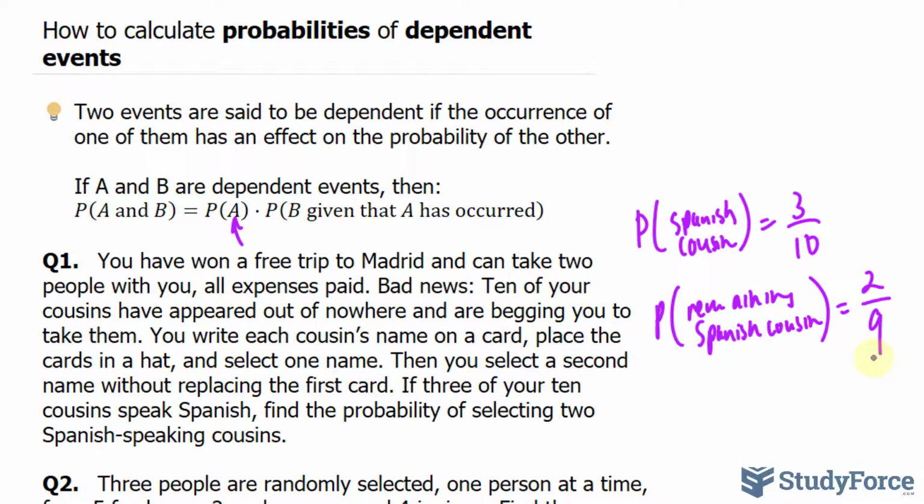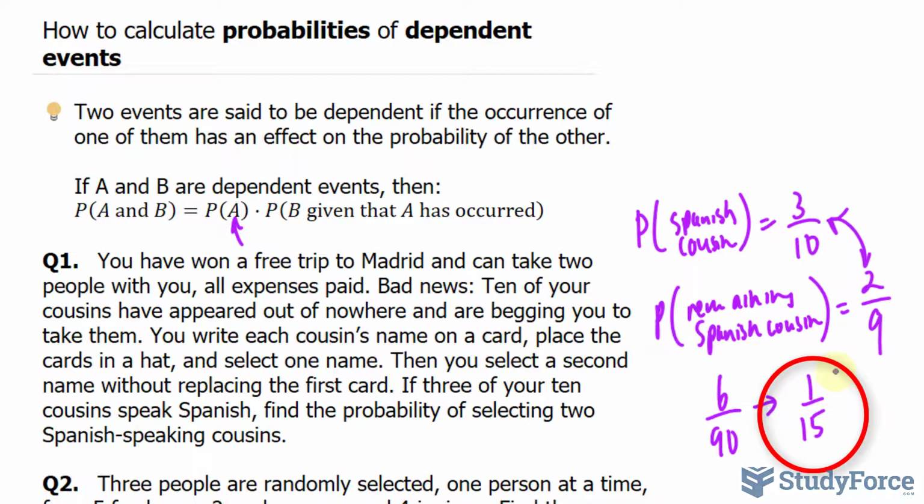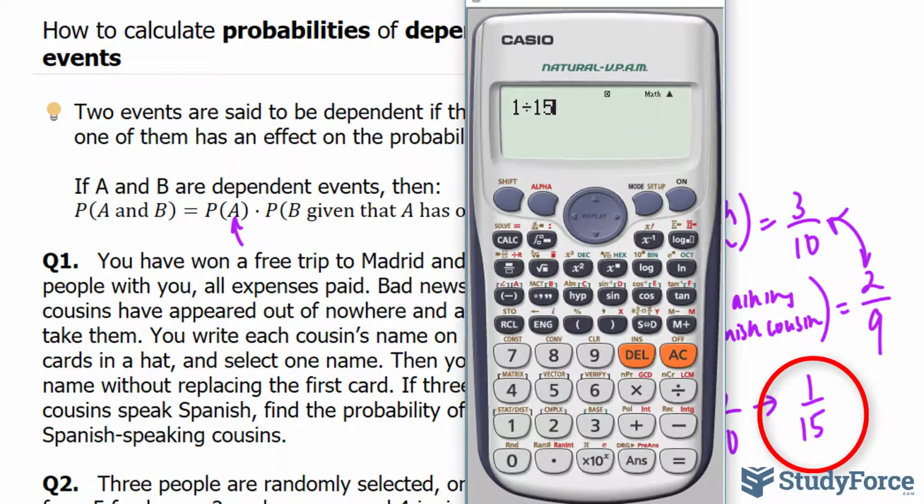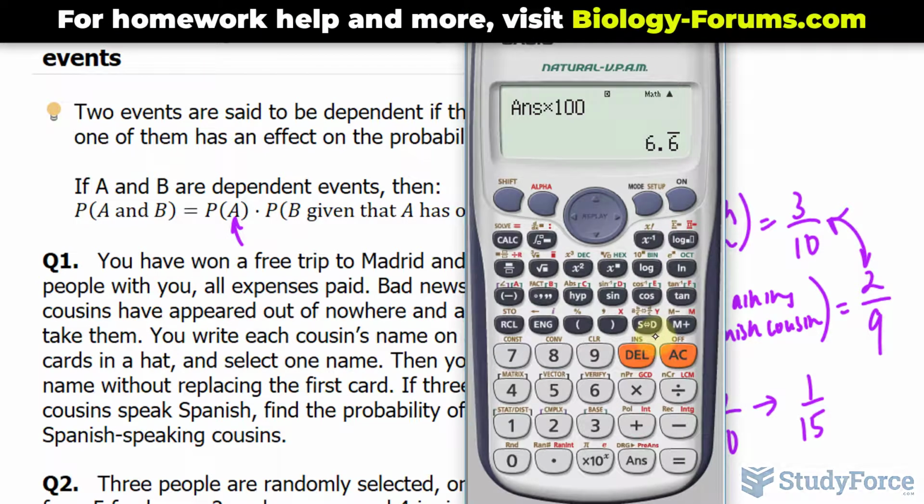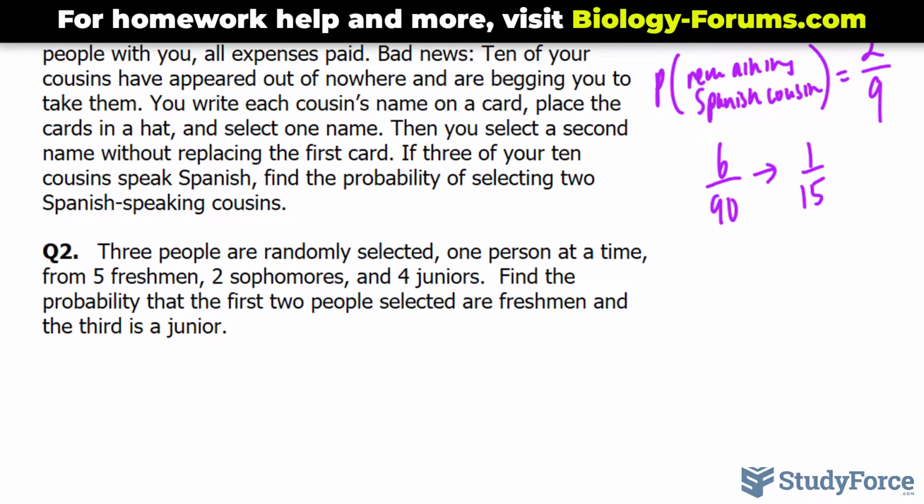So what we do now is we multiply these two numbers according to the formula, and multiplying 3 over 10 with 2 over 9 gives us 6 over 90. That reduces down to 1 over 15, and we can find the percentage. 1 over 15 times 100 is exactly 6 2/3. Let's move on to question 2.